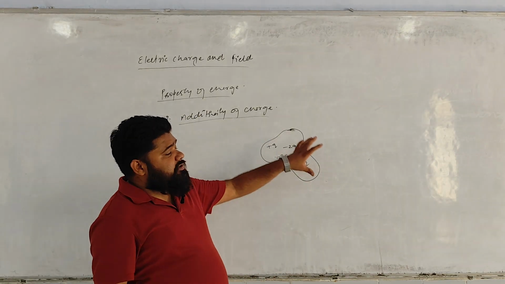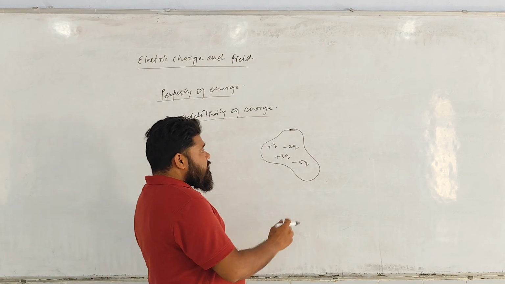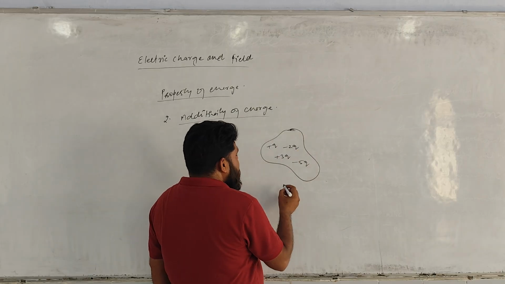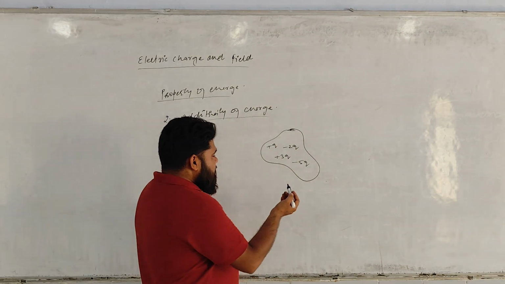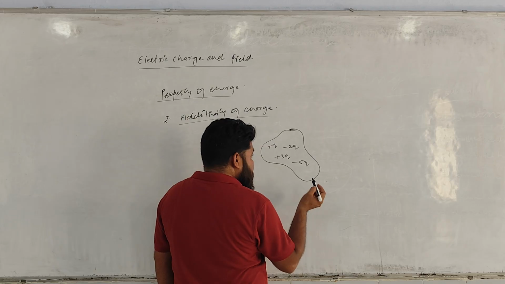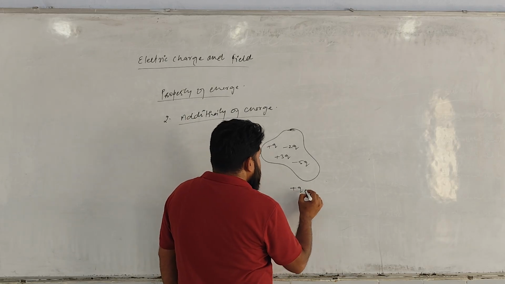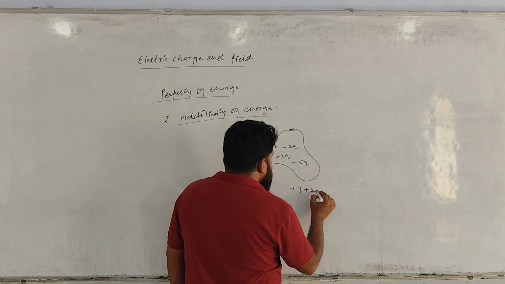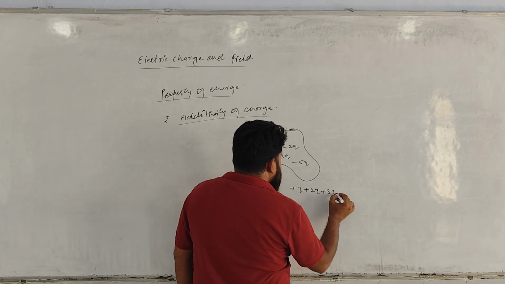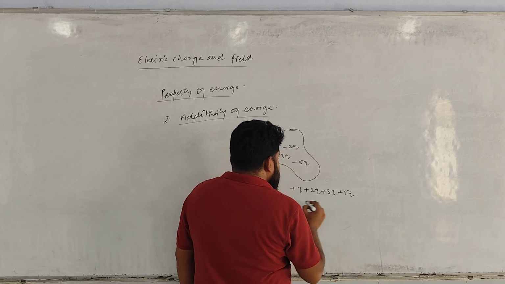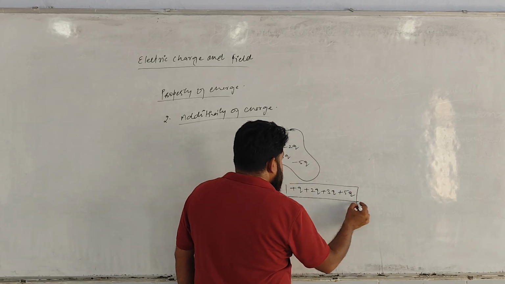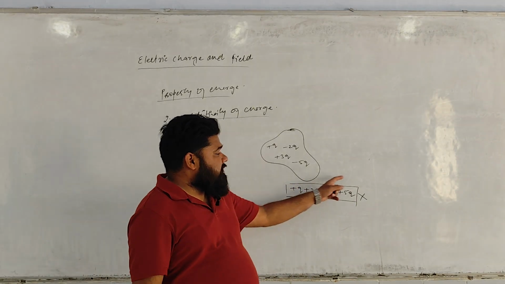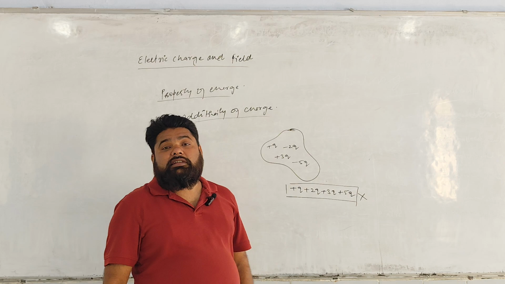If I ask you what is the total charge on this whole system, if you say the total charge on the system, that is, let's count, if you say that is plus Q plus 2Q plus 3Q plus 5Q, this way to count the charge is not correct. This way of counting the charge will not be correct.